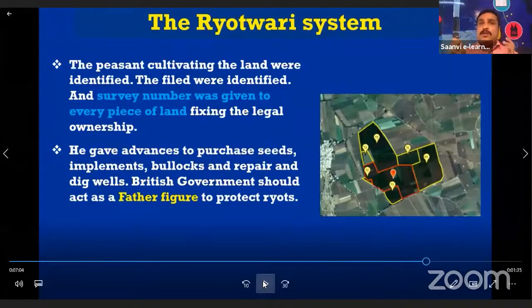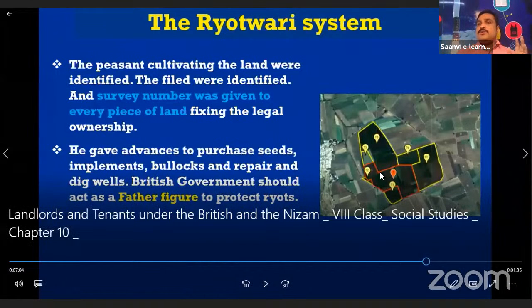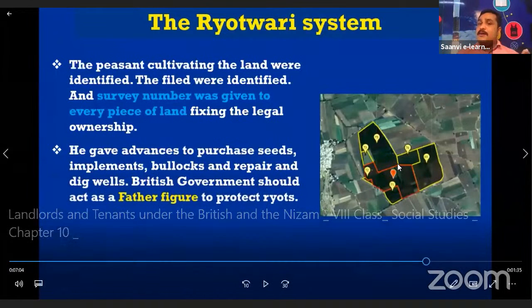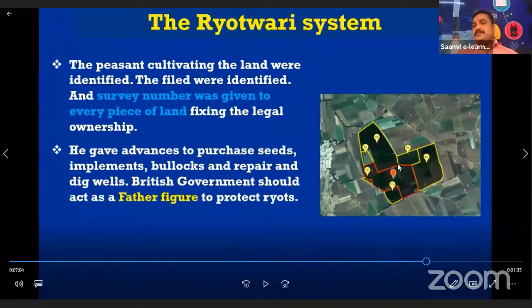They employed many agricultural laborers and collected high tax from the public. So that is what we can see under the Zamindari system. But the Ryotwari system is entirely different, because under this system they gave advances. See what benefits farmers were getting under this Ryotwari system.